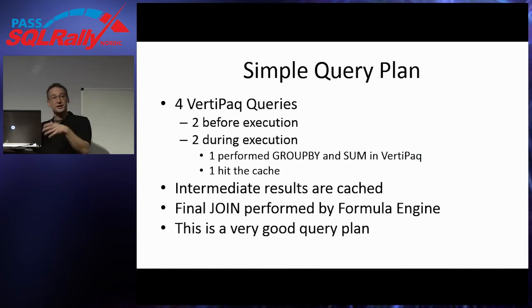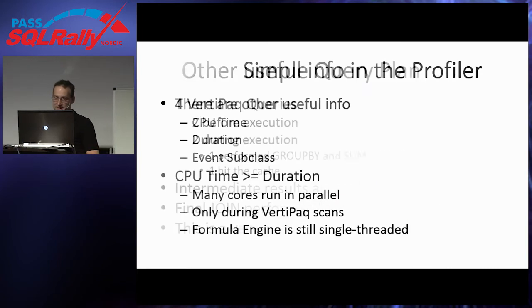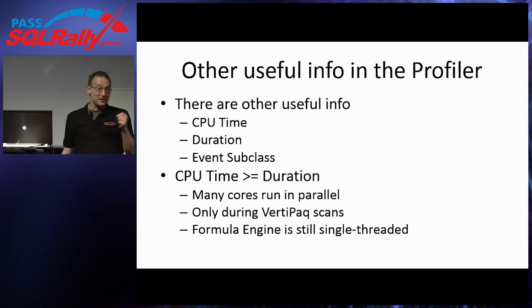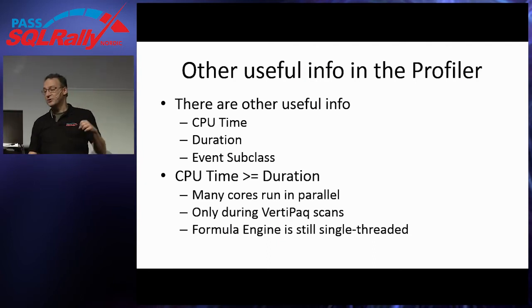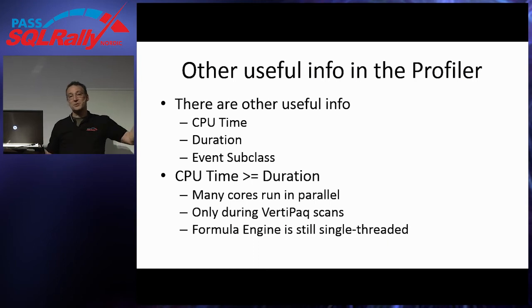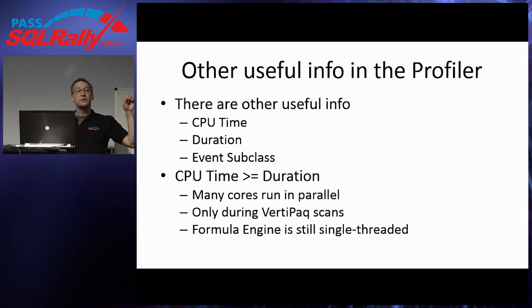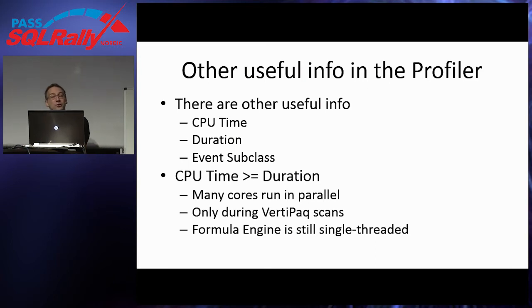And so you need to start again and again until you get good results. And this is what we are doing in the second half of the session, when we start playing with queries. We have already seen that you have CPU time, you have duration, you have the event subclass, and CPU time is always greater than duration, because many cores run in parallel on the same engine. This happens only for Vertipaq scans. Formula Engine does not use many cores, it only uses one core, because Formula Engine today is single-threaded.